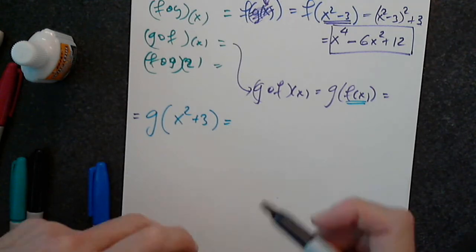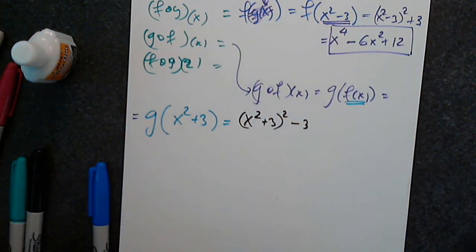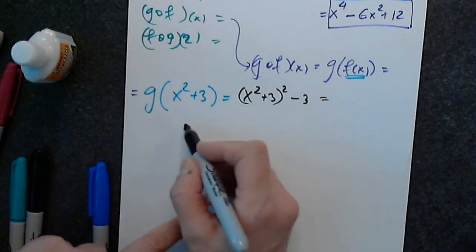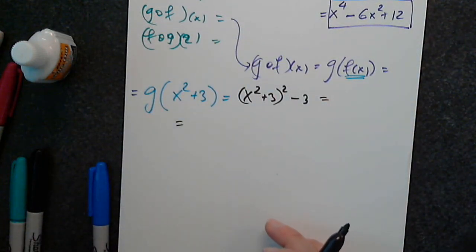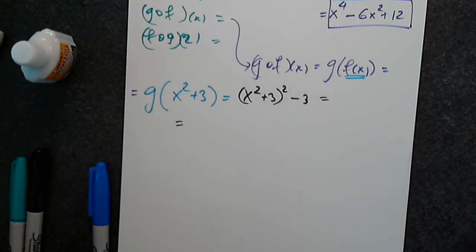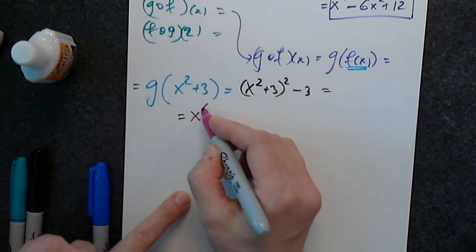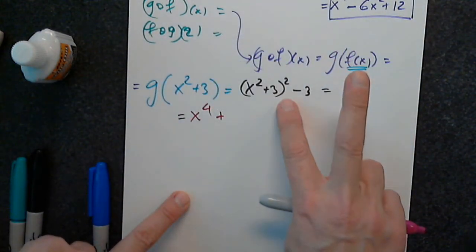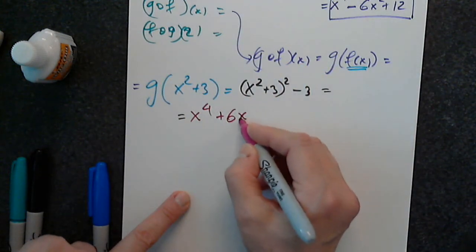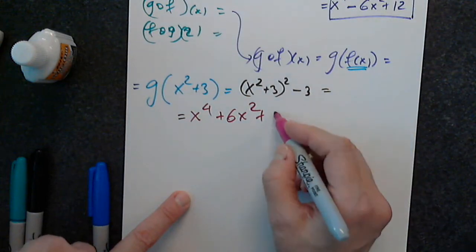x squared plus 3 quantity squared, and then minus 3, I think it is. Excellent. So when I square x squared minus 3, how many terms do I get? Excellent. The first term squared, copy the base, multiply the exponents, plus 2 times 3 times x squared, plus 3 squared, which is 9, and 9 minus 3, which is 6.